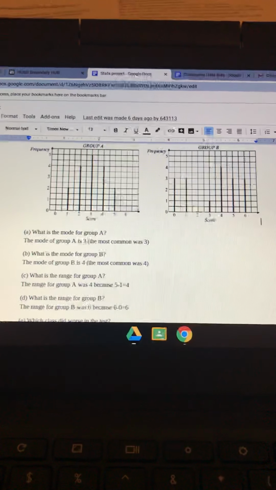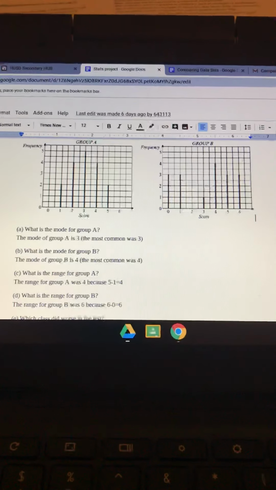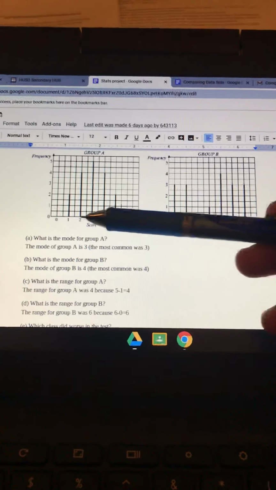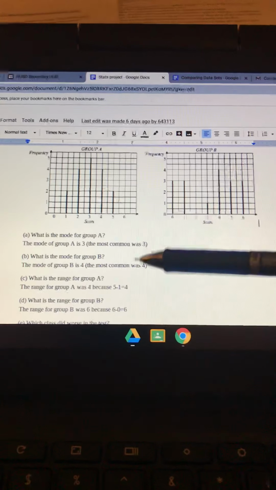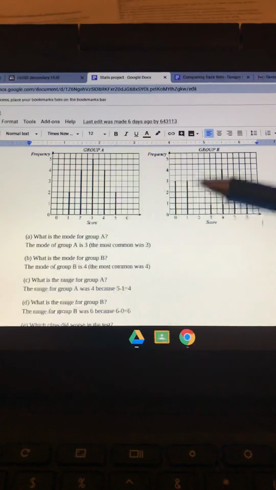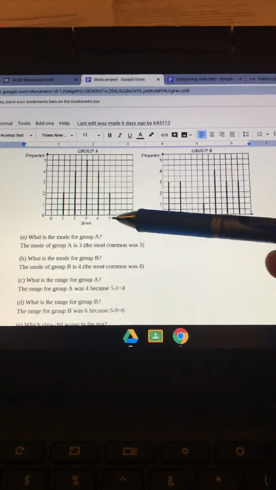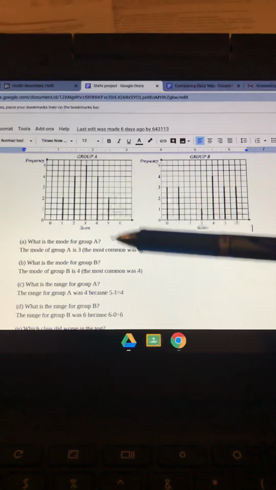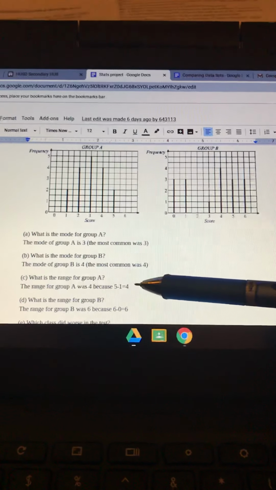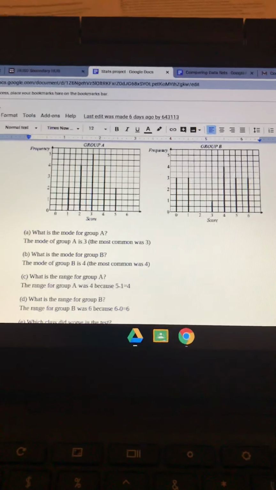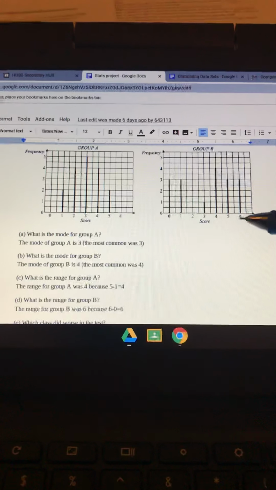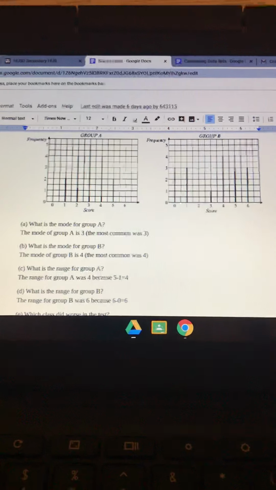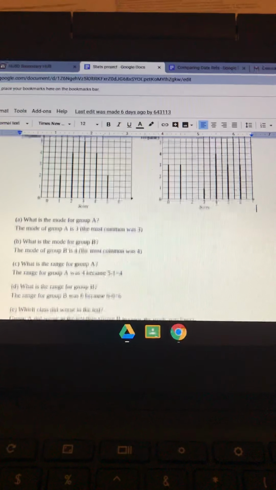What is the range for group A? To find the range, you want to find the maximum and minimum values. So for group A, the maximum value is 5 and the minimum value is 1. So 5 minus 1 is 4, so the range for group A is 4. The range for group B: the maximum is 6 and the minimum is 0. So 6 minus 0 is 6, so the range for group B is 6.